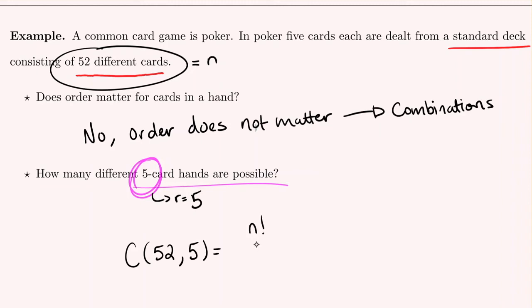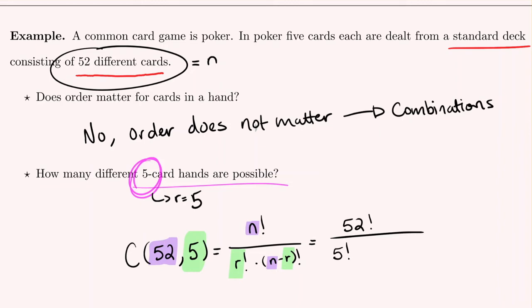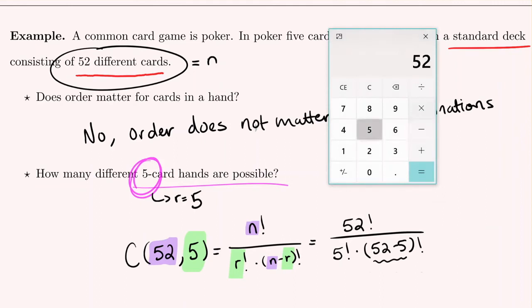We know the formula, if we look at our previous formula, it was n factorial over r factorial times n minus r factorial, where n is 52, so this is 52 factorial over r factorial, which is 5 factorial, times 52 minus 5, close parentheses, then apply the factorial. I'll need to simplify this. 52 minus 5 is 47, so this becomes 52 factorial over 5 factorial times 47 factorial.